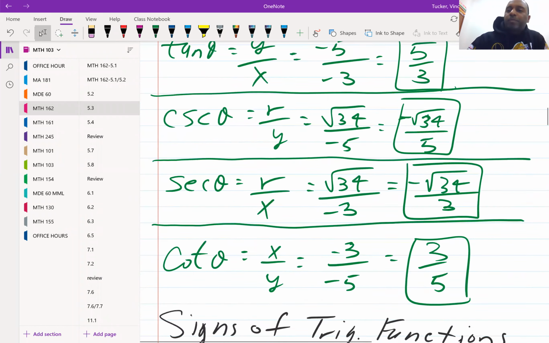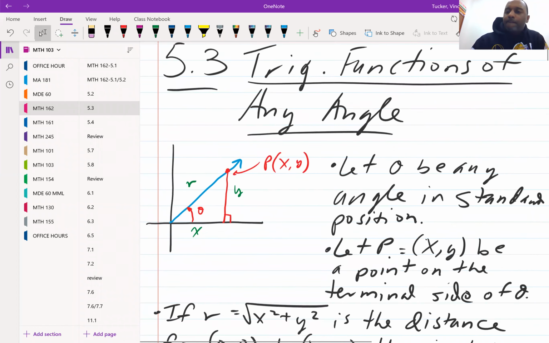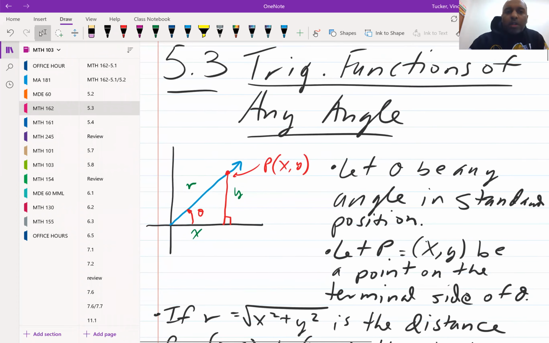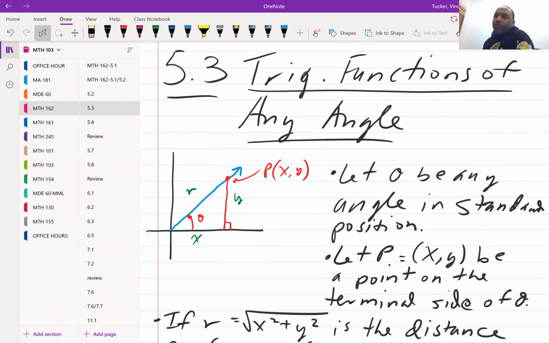All right, so 5.3, trig functions of any angle. Last section we talked about special angles. But here we're going to look at trig functions of any angle. Same relationship, just that we're going to use it for unfamiliar angles as well.